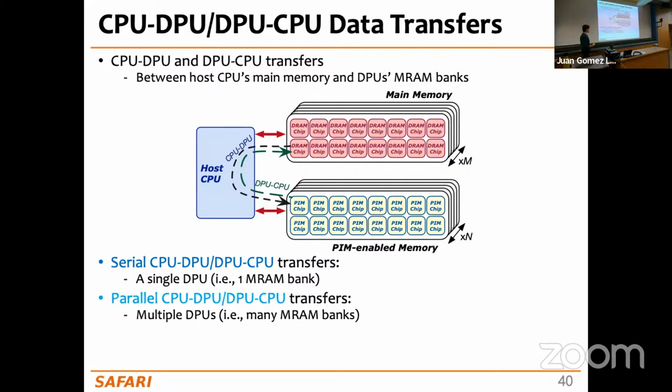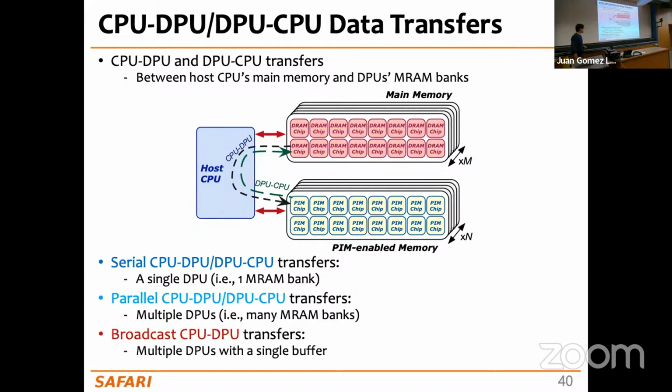Then we also have parallel CPU-DPU and DPU-CPU transfers. In this case, we target multiple DPUs and multiple MRAM banks. So what that means is that we can transfer one buffer to multiple DPUs or different buffers to multiple DPUs and do it at the same time. The key advantage of that is that we are going to exploit much higher bandwidth in these data transfers, right? So the data transfers will take shorter time in the overall execution.